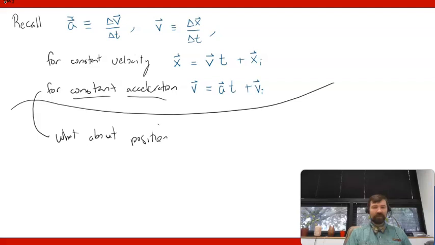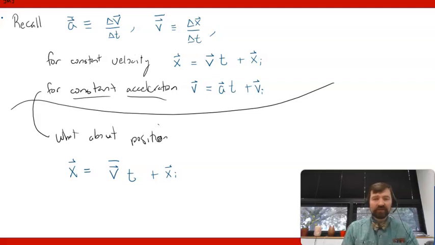So what about position? The way that we can go about figuring out the position versus time is to note that this equation here can be rewritten just using the definition for average velocity, that the position must be given by the average velocity times the time elapsed plus the initial position. So this is just making use of these two equations.